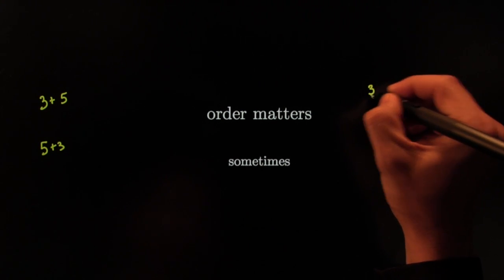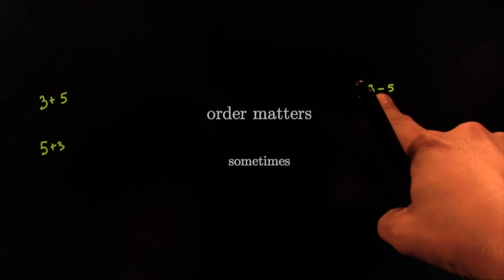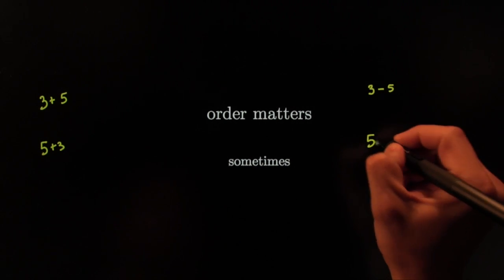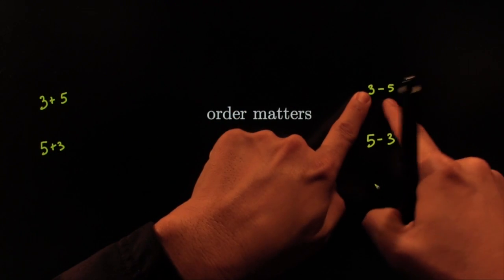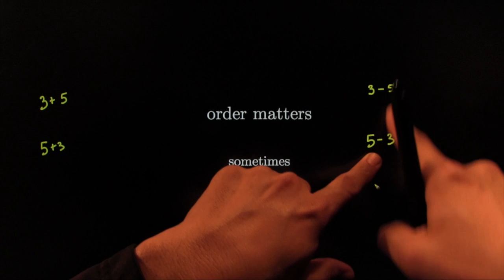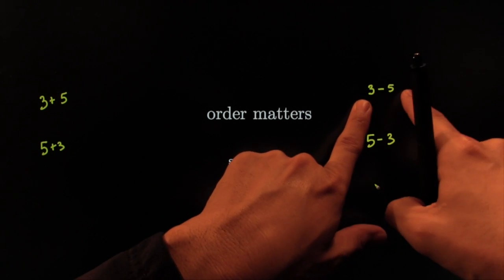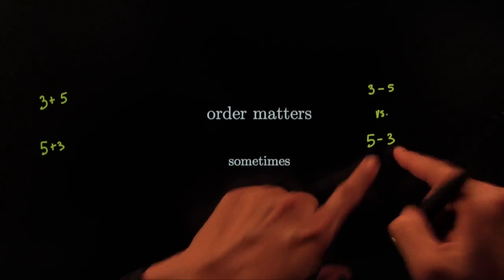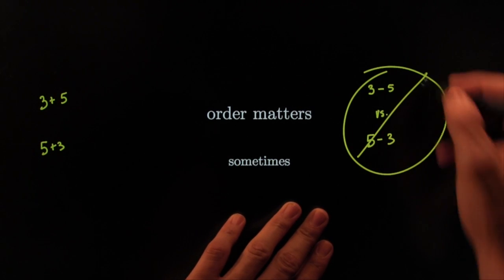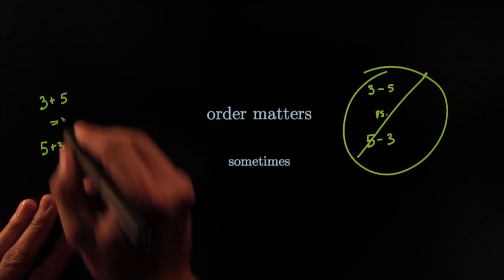For example, if I had 3 minus 5, we haven't explained that yet, but just go along with it for a second. With some operations, the order may matter, and we'll see later that this actually matters a lot. You don't get the same answer if you take 3 subtract 5 versus if you take 5 subtract 3. So this may not be interchangeable, while these ones are equal.